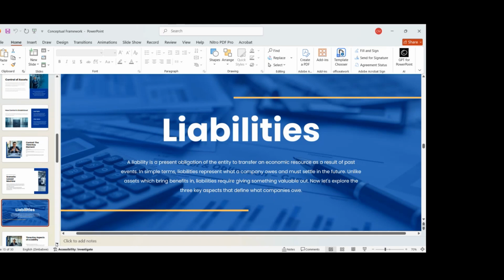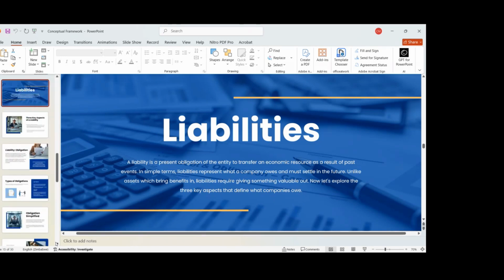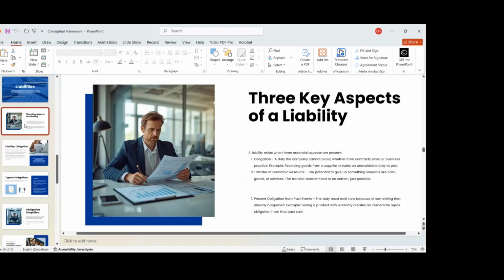Within the definition, a liability exists when three essential aspects are present. Number one, there is an obligation. Number two, there is a transfer of an economic resource. Number three, it's a present obligation from a past event.